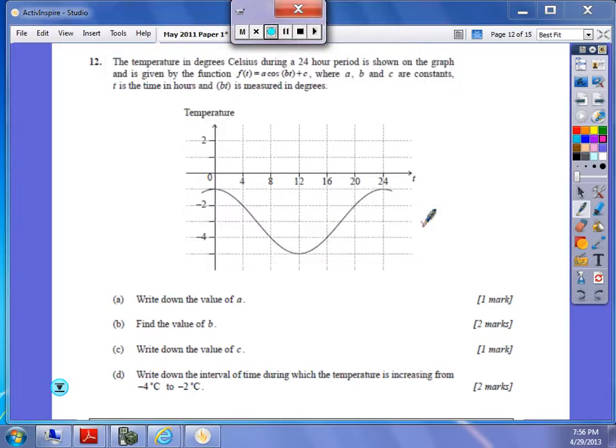May 2011, paper 1, problem 12. We've got a trig problem. We're graphing a trig function, and we've got a period for one full cycle of our graph of 24 hours, and they've given us the general formula for a cosine graph, and we need to find different parts of our function. So the first thing it asks us to do is find the value of a.